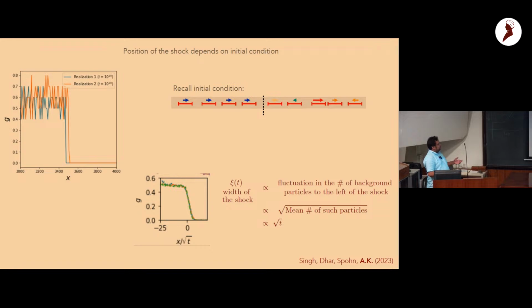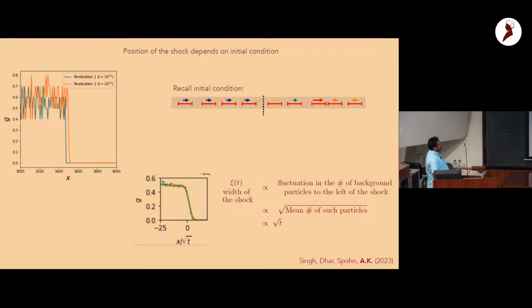In time period t, this shock has moved over a distance of order t, and in that distance the fluctuation in the number of background dots can be obtained, and it is proportional to the square root of the mean, because initially they are put uniformly as a Poisson distribution. At later times also there will be a Poisson distribution, and the mean number of such particles over a distance t will also be proportional to t. So that's how we can explain this square root t behavior.